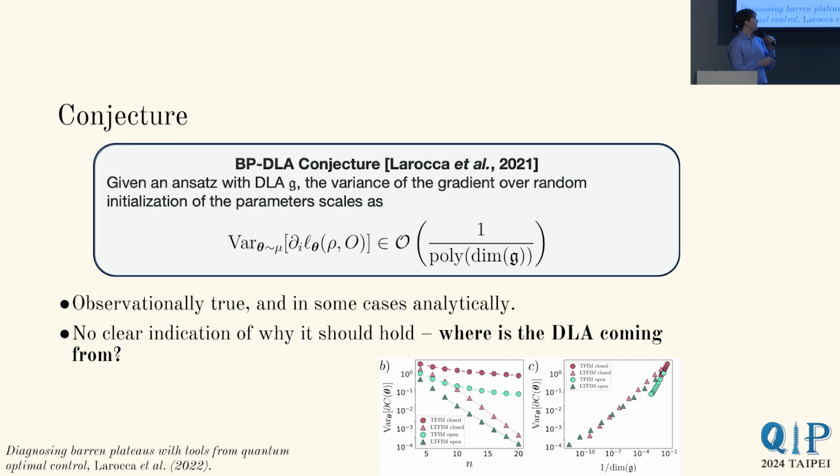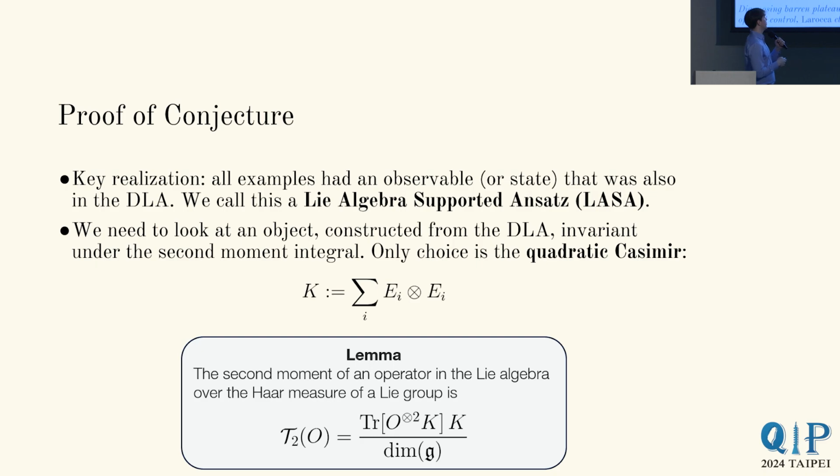Well, we were able to prove this, but we needed to do one key realization first, which is basically that all the examples that we had of this behavior were when the observable was itself part of the Lie algebra. And this gave the key intuition that we really needed to focus on the Lie algebra itself. So to understand the proof, it's not really super complicated. The intuition is actually quite simple.